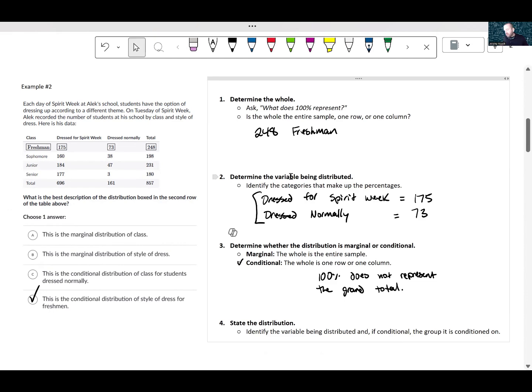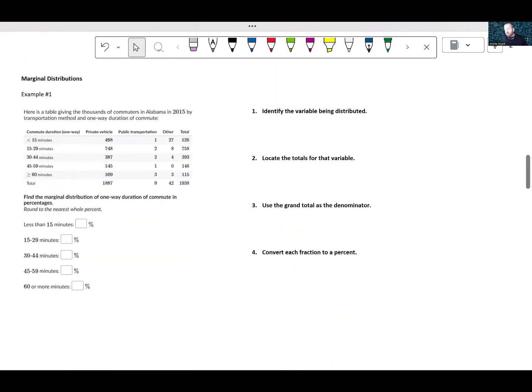All right, let's take a look at marginal distributions next. A marginal distribution describes the overall distribution of a single categorical variable by using the row or the column totals. And because a marginal distribution represents the entire sample, it allows us to see how the data is distributed across one variable without considering the other.